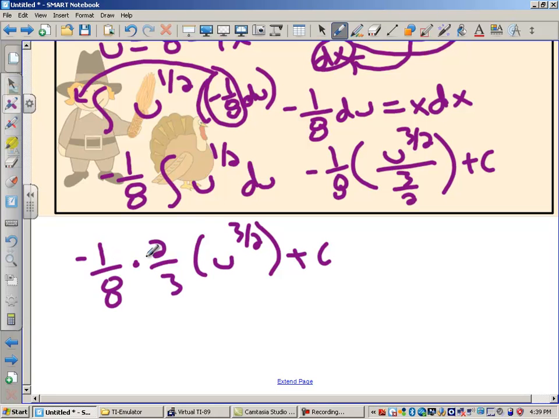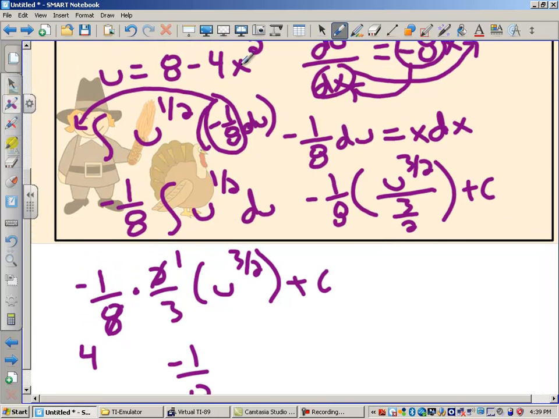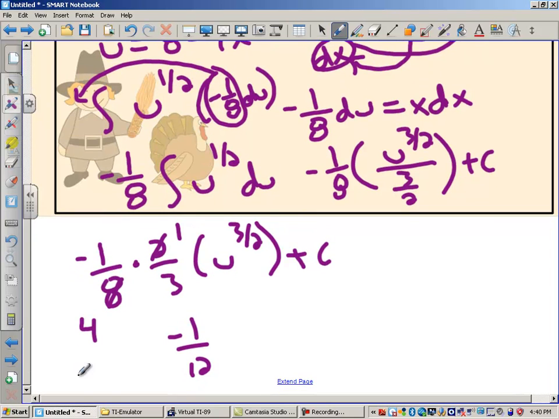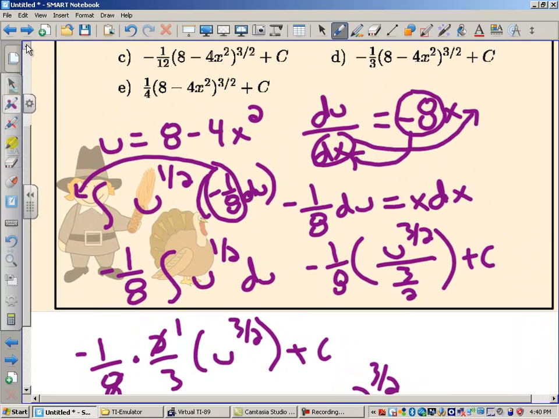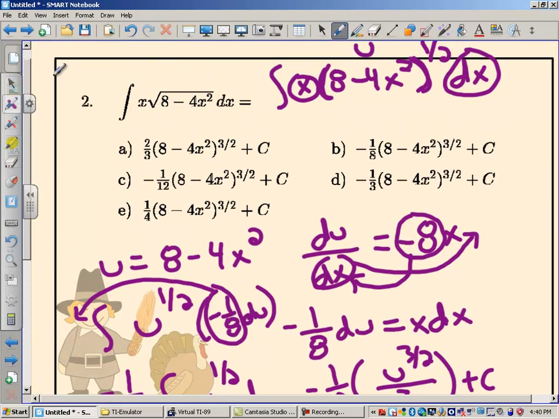So let's clean this up a little bit. That is, I can pull a 2 out of that and a 2 out of that. That becomes negative 1/12. And I'm going to go ahead and substitute my u. What was my u? It was 8 minus 4x squared. Negative 1/12 times 8 minus 4x squared to the 3/2 power plus c. So let's go see if we can't find this. Negative 1/12 times 8 minus 4x squared to the 3/2 power. Well, there it is right there. It's c.